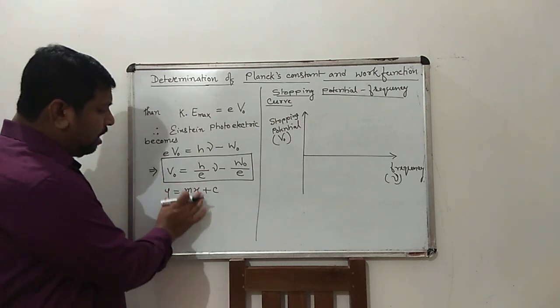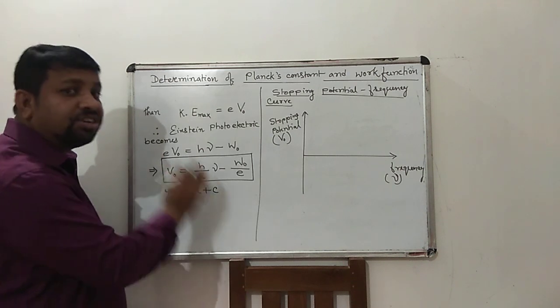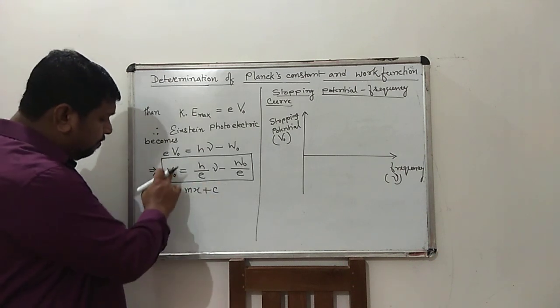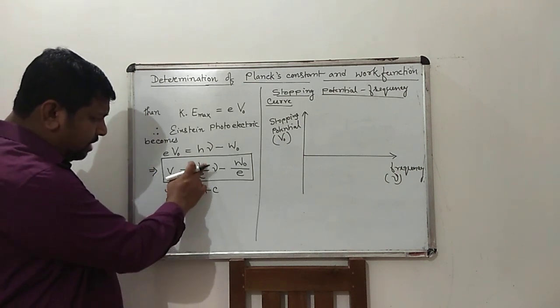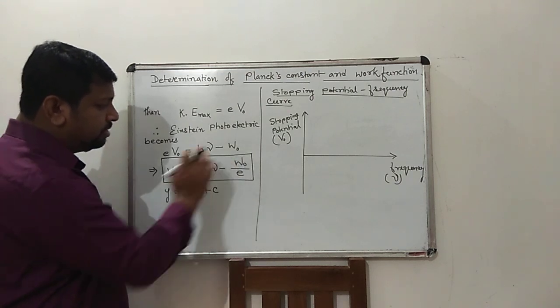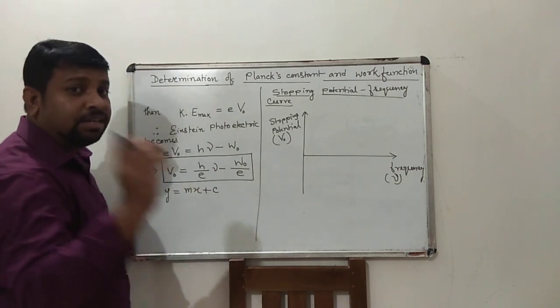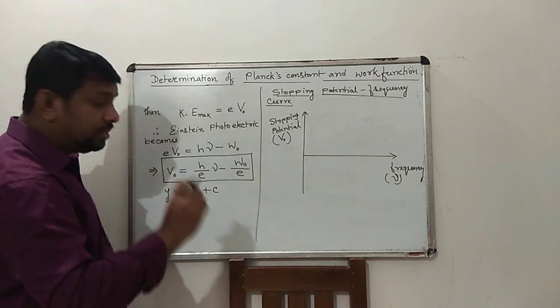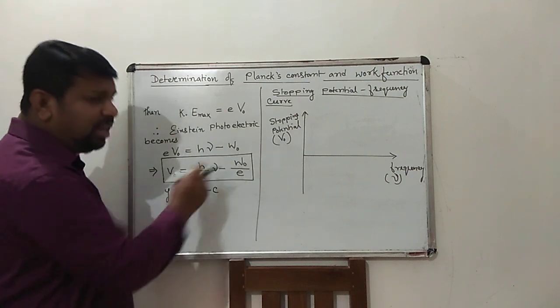y equal to mx plus c. This equation satisfies what? The equation of a straight line. Okay. So here V naught is y, m is h by e, nu means x, and c means minus W naught by e. This c is negative, c is the intercept on the y-axis. Okay. So here c is negative.